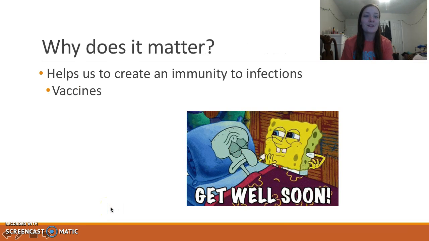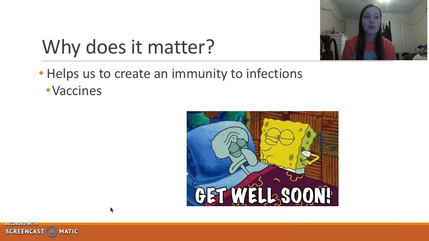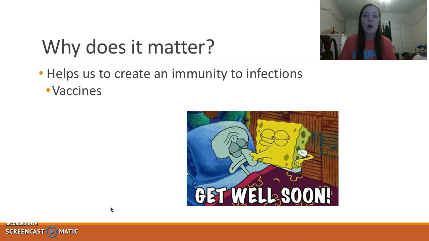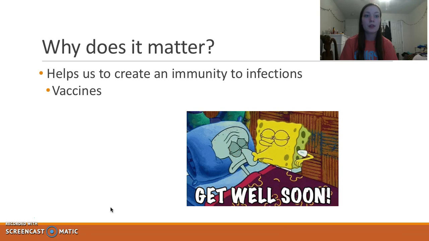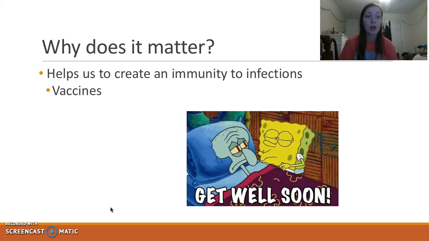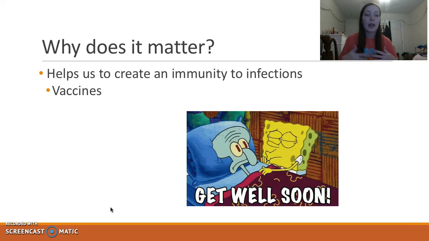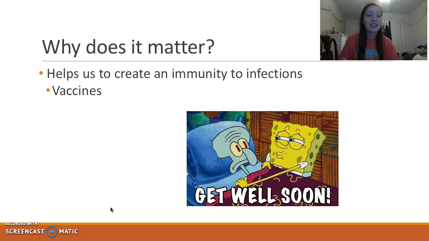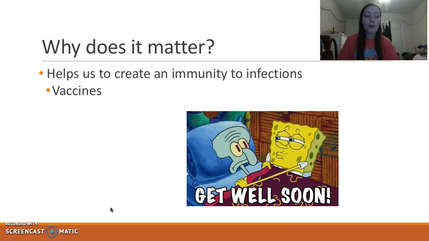So why does the lymphatic system matter? Our lymphatic system is really important, and our immune system, because without those we would constantly be sick, bedridden, we wouldn't live very long. It keeps us healthy, and when we do get sick, we build up an immunity to these diseases, viruses, bacteria, whatever it is that invaded our body. So next time that comes, we already have an immunity to it, and we won't be as prone to getting very sick. We also have vaccines, which also work to help create immunity, and those are also very important.